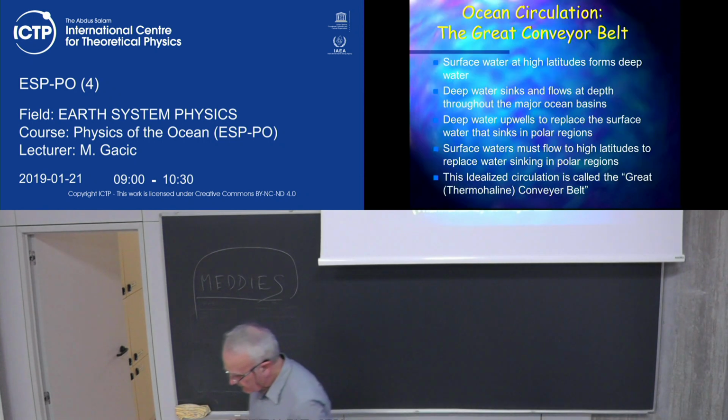Okay. So now we come to the great conveyor belt. Surface water highlighted forms deep water. Deep water sinks and flows at depth throughout the major ocean basins, and this deep water upwells to replace the surface water that sinks in polar areas.